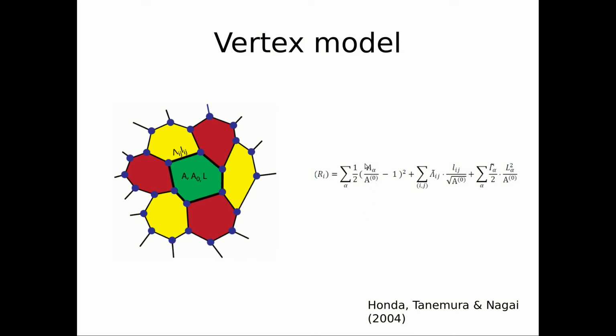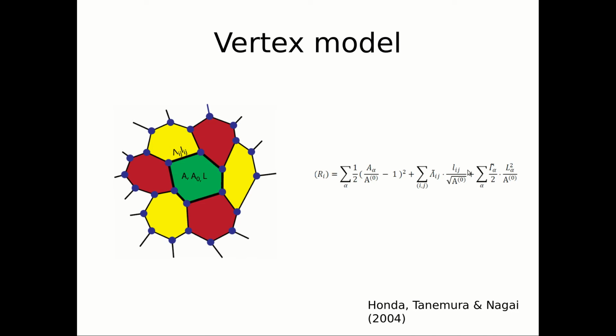However, if the current area and the equilibrium area are identical, this term will be 0, so the energy will be lower. It will have a lower value, so it will be more likely that a vertex moves to a direction where this ratio is equal to 1.